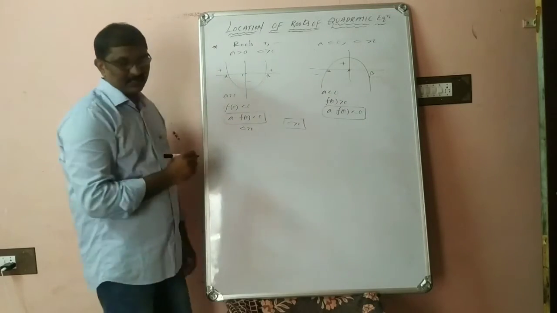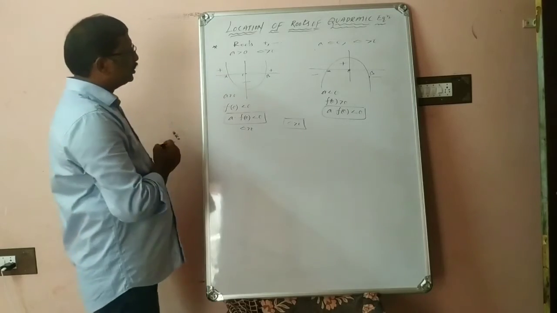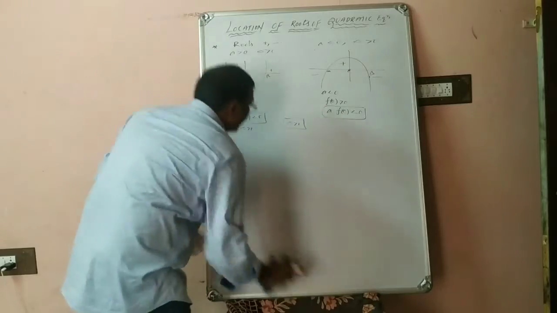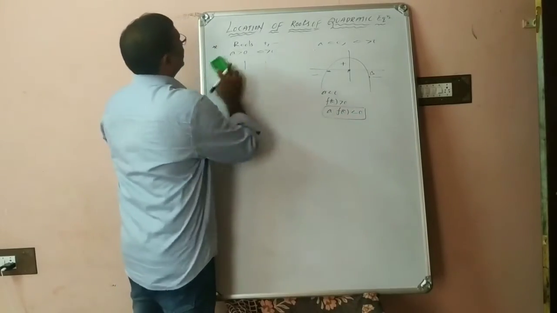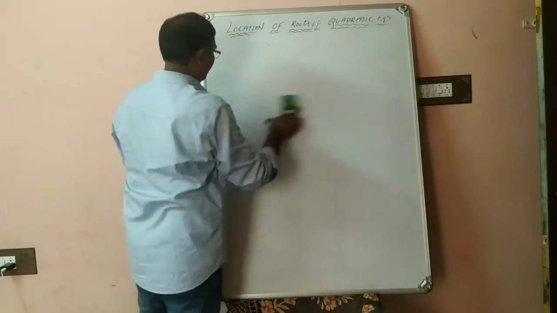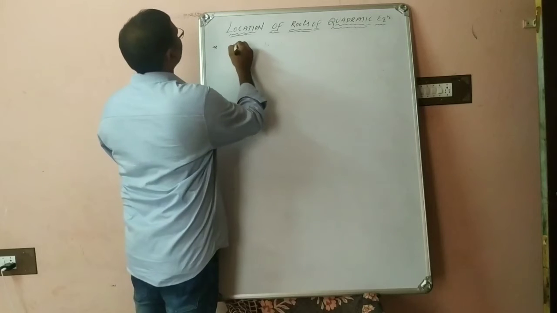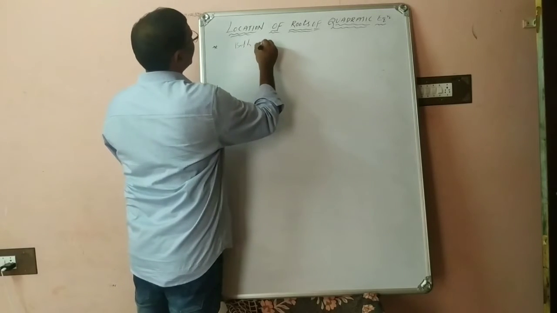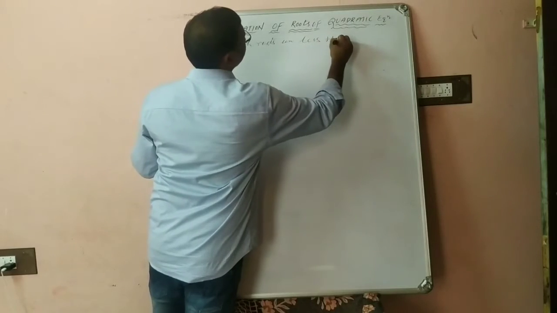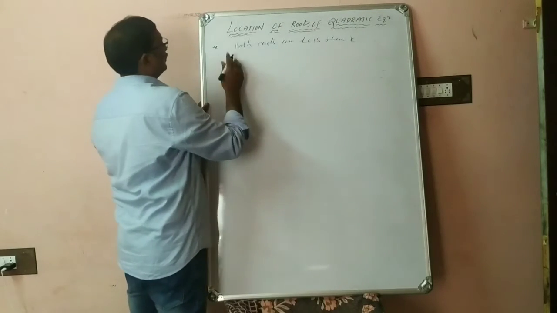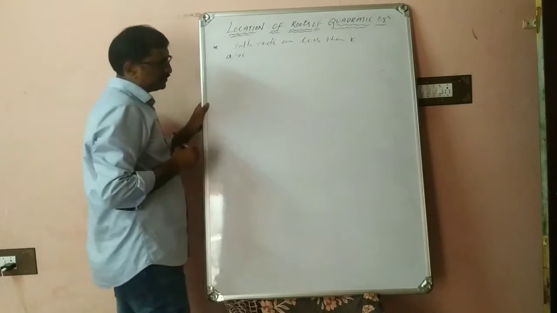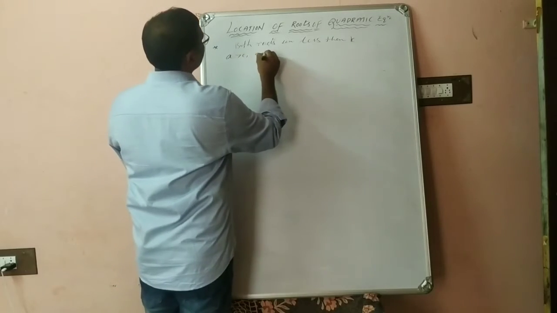Coming to the next case. The next case is if both the roots are less than one number and greater than another number. What is the number? You can assume that as you wish. Suppose I am assuming that number is K. So now both the roots are less than that number K. In the first case I am considering, A is positive and delta is greater than 0.